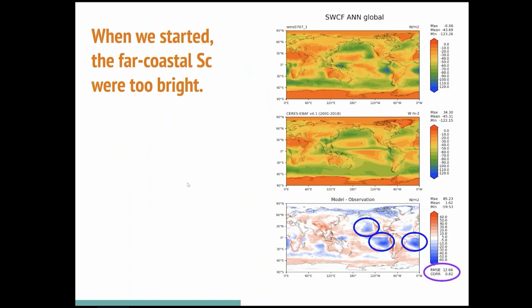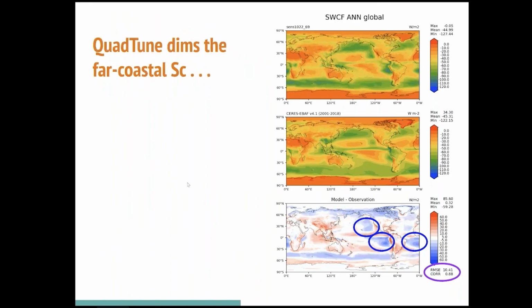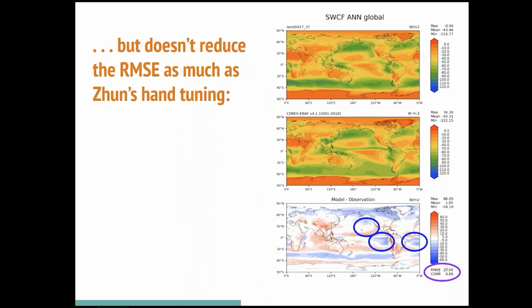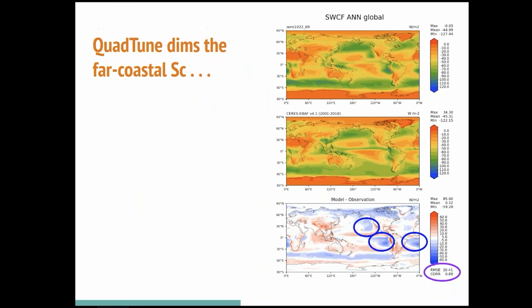And then after doing these 11 simulations, we end up with this. You can see there's still the error there, but it's better. It's 10.4. And in comparison, this is Jun's hand tuning, which is even better. It's 10.1, and you can see the stratocumulus are dimmed further. But going from there to there with 11 simulations isn't too bad. So this is sort of a typical error. This gives you the sense of how much you can expect from 2p+1 simulations.